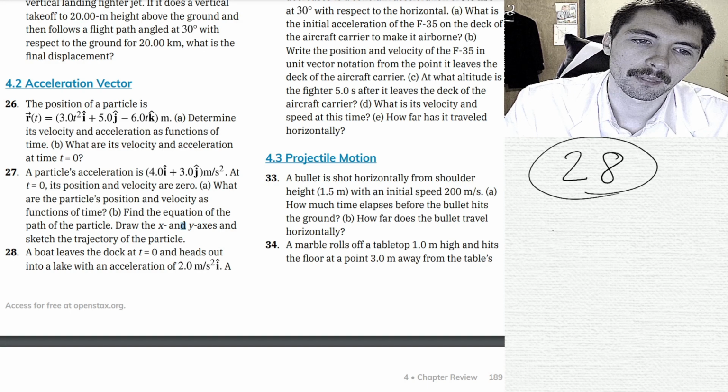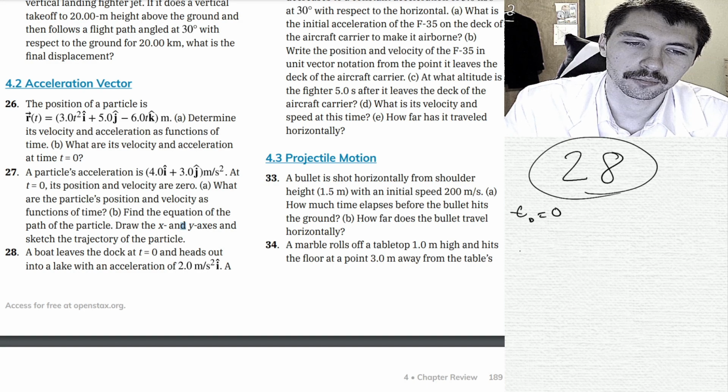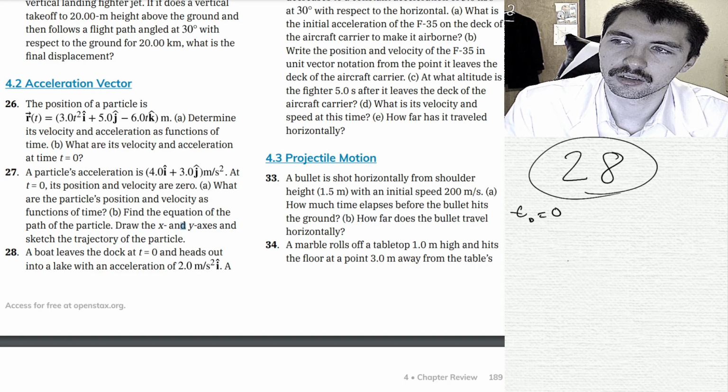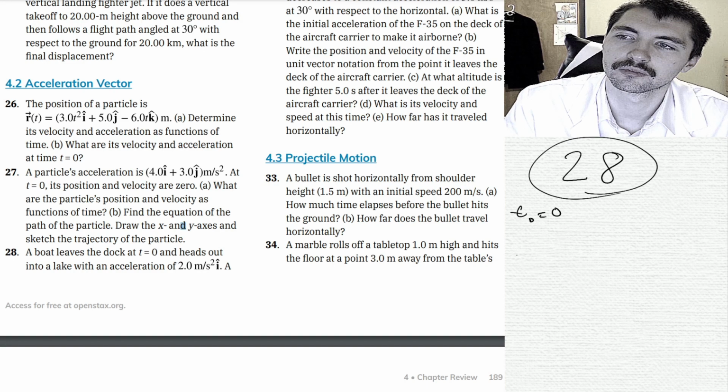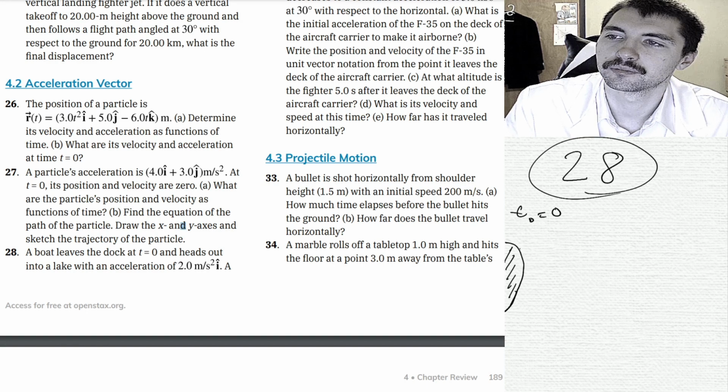All right. Boat leaves the dock at t0. Okay, so I guess we just say t0 is 0. Heads out into a lake. So let's say this is a harbor, and lake.